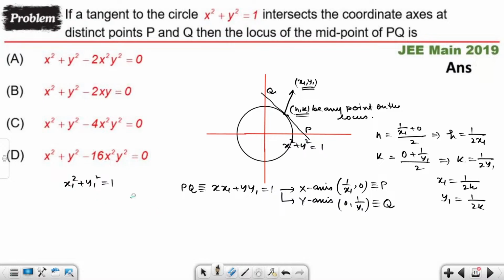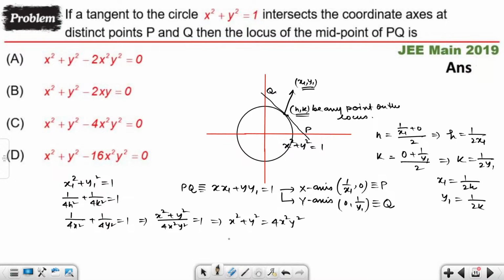In place of x1, I am putting 1/(2h), and similarly for y1. So that gives us 1/(4h square) plus 1/(4k square), which equals 1. Now, this is the equation of the locus. So, if we simplify, what are we going to have? x square plus y square is 4x square y square. So from here we get x square plus y square minus 4x square y square is 0. Hence, option C is correct.